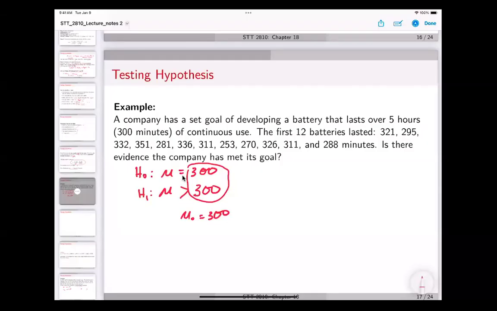Okay, so last time we ended at this, we learned that when the population standard deviation is not known, we are going to use the t-test. We did that in chapter 17. And here we learned how to construct the hypothesis for the mean when the standard deviation is unknown. I remember last time we were able to set up the hypothesis.